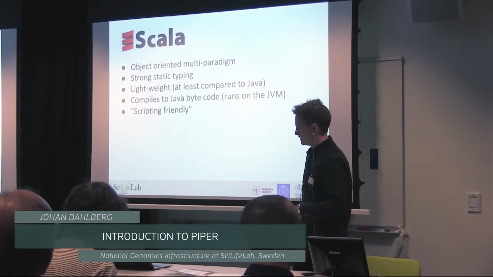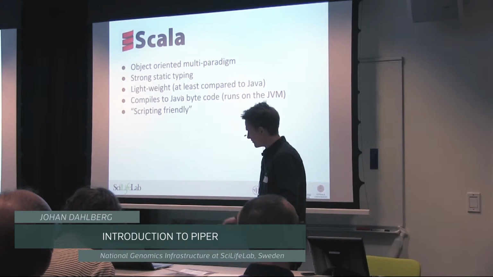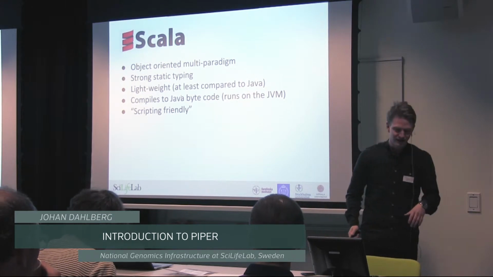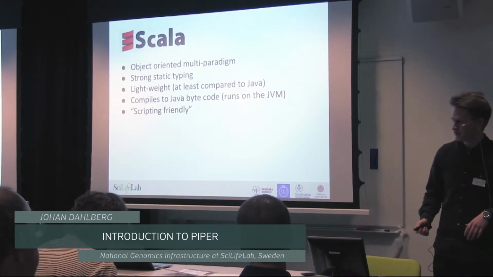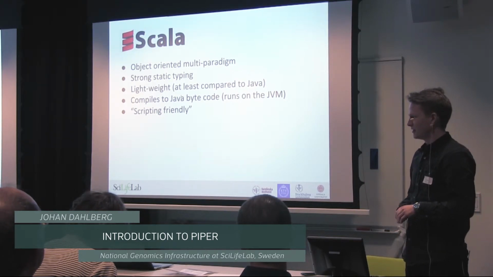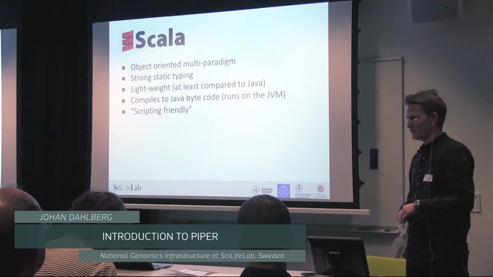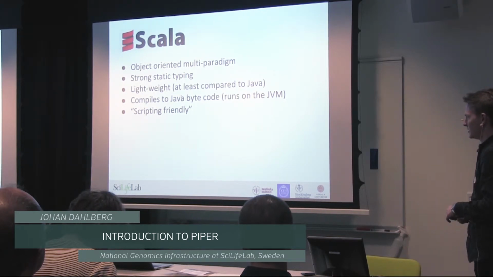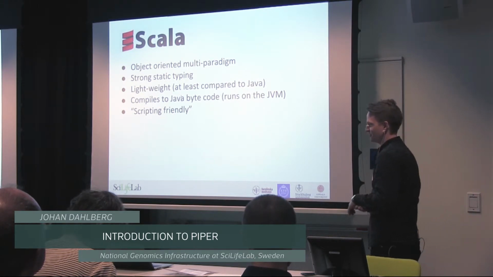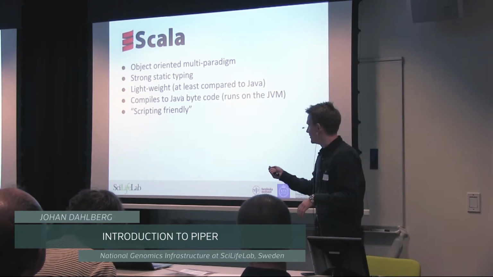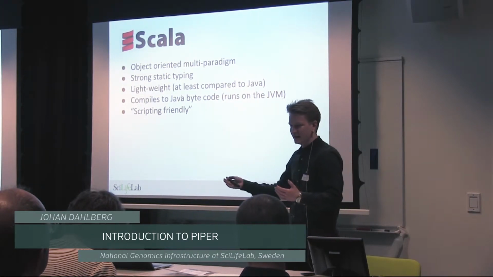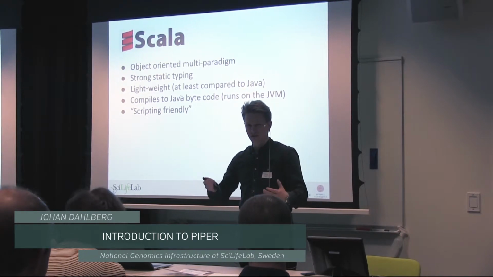So Q is built in the Scala programming language. I think that this needs less and less of an introduction every time I give this presentation. Scala is a language that has had more and more widespread adoption lately. It's an object-oriented multi-paradigm language, perhaps most known for its functional aspects. It has strong static typing. It's fairly lightweight, at least compared to Java, which is the other alternative. It compiles to Java bytecode and runs on the JVM. That means that you can interact with any Java libraries that are already present.